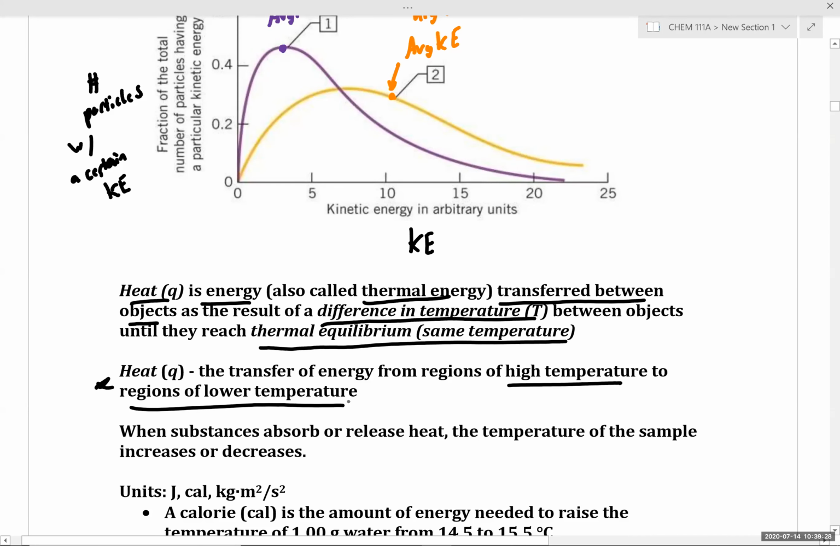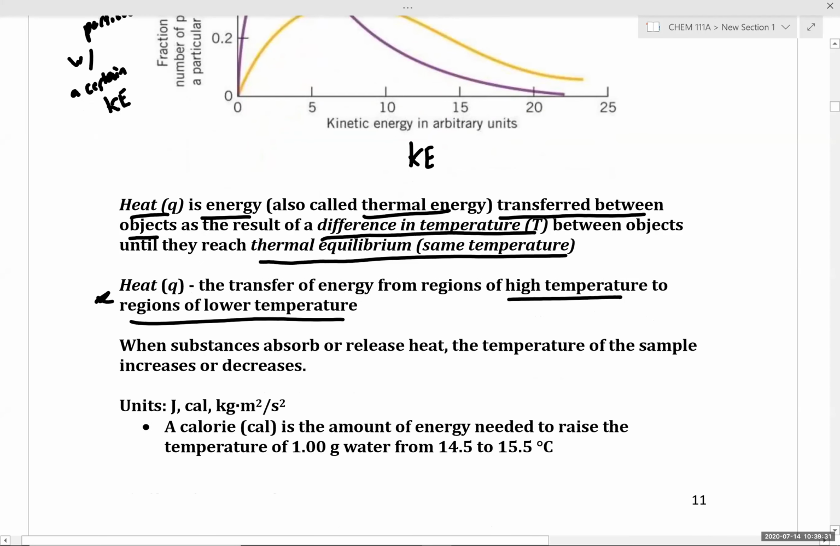Now, one thing that's really interesting is that just like in our example when we said, oh, a fast-moving particle hits a slow-moving particle, they transfer energy, and suddenly the temperatures of those two samples change. Likewise, when substances absorb or release heat, the temperature of the sample will increase or decrease respectively. So heat has units of joules or calorie, and we've already discussed those units in detail.